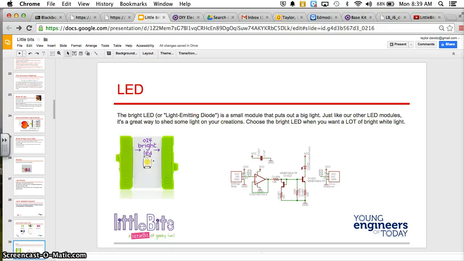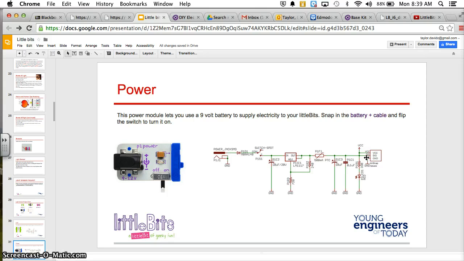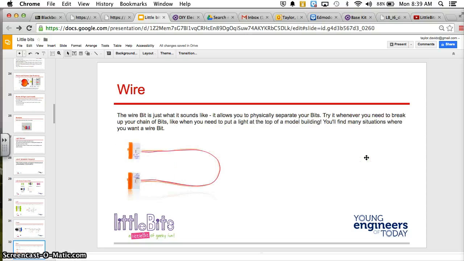Then we also have the schematics, which are diagrams, or like blueprints, for electronics. You have your power source, which is using a 9-volt battery. We have a wire, which helps extend any of your physical projects. It creates some separation so your littleBits have some wiggle room to work with.